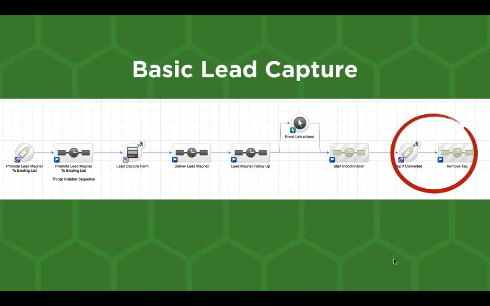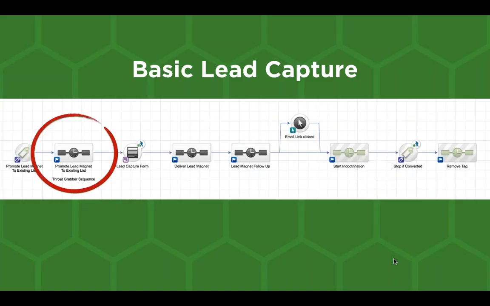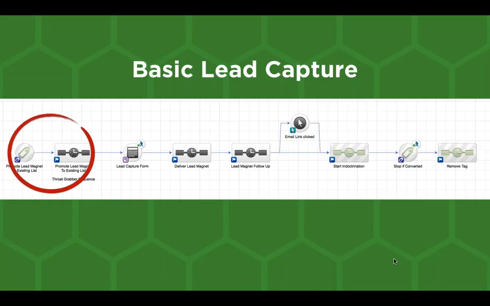And then if they actually convert in the process, then we're going to stop all this so we don't keep following up with them as prospects when they've already become customers. Now, back at the beginning, we have a sequence so we can promote this new lead magnet to our existing list. So if you create a new landing page with a new lead magnet, you might want to re-engage your existing list so you can put them into a sequence that sends them a couple emails driving them to that landing page as well.